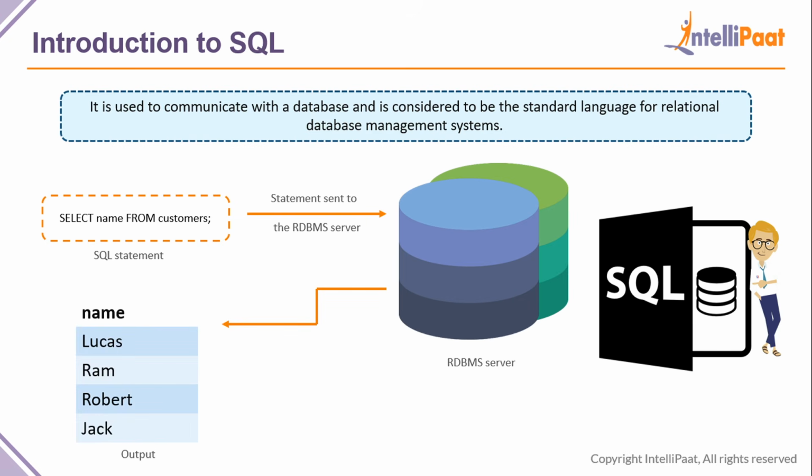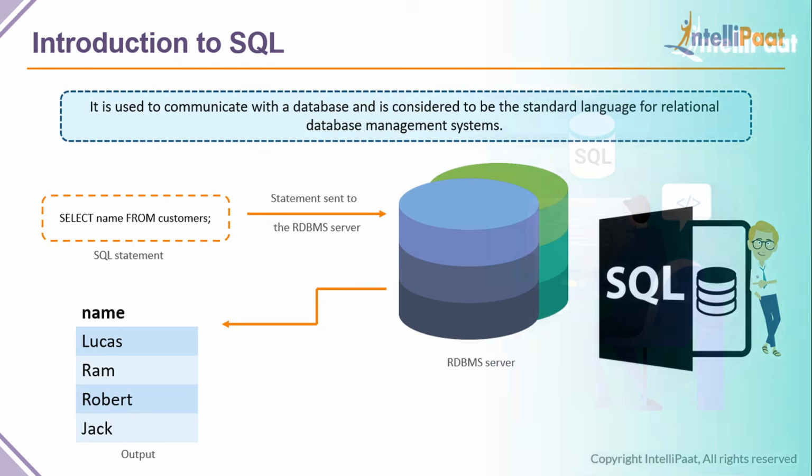For example, we had a customer table here, and we had 4 names in the customer table, starting with Lucas, Ram, Robert, Jack, and much more if there were, but in this case there were 4, so we got 4 as the output. So it is pretty simple, guys.